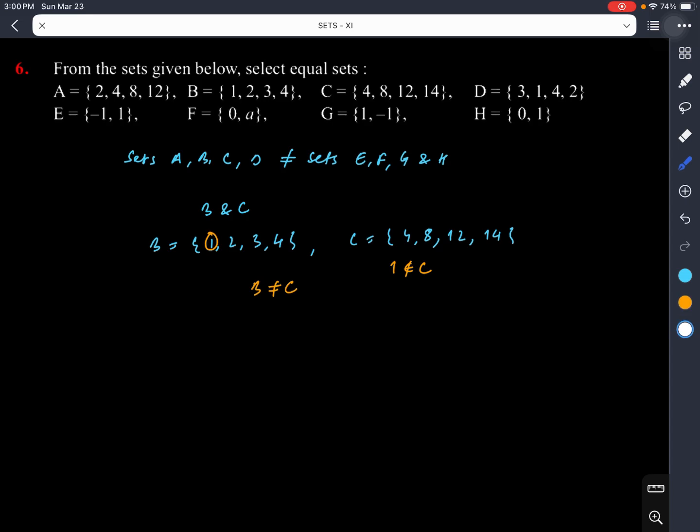Now let's consider sets B and D. Again B has elements 1, 2, 3, and 4, while D has elements 3, 1, 4, 2. So here one can observe that 1 is present in both the sets. Similarly, 2 is present in both the sets. 3 is also a member of both sets, and 4 is also present in both the sets. So we can say that sets B and D are equal.